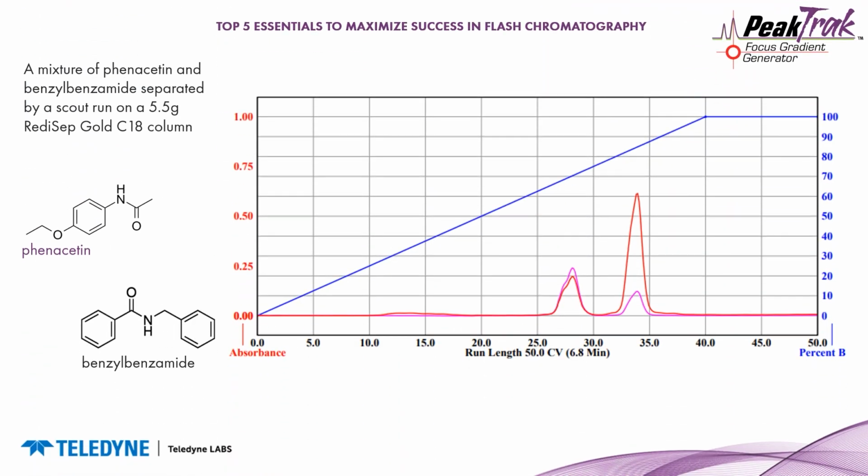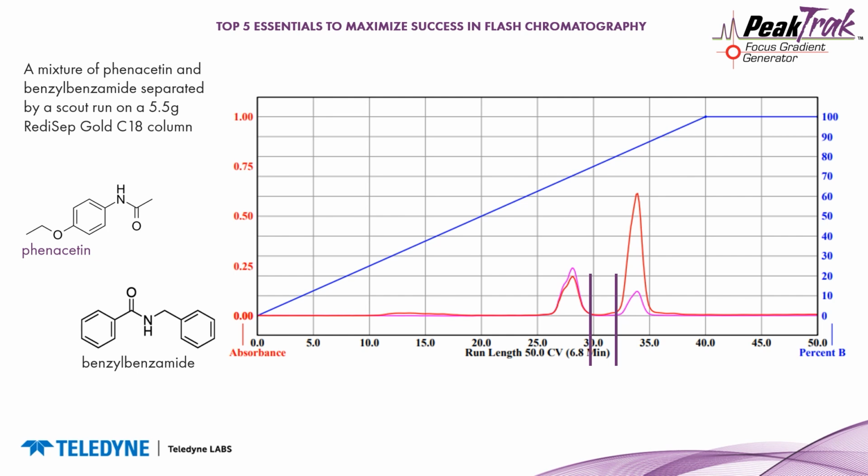Here's another example of how the focus gradient generator can just save us time, save us money. We have a mixture of phenacetine and benzyl benzamide, which we separated on our ReadySep Gold 5.5C18 column. So here is our Scout run with this different mixture of these two compounds. And you can see where these two compounds are eluting, and the resolution between these two peaks. We're not seeing the greatest separation between these two peaks, but we are seeing baseline resolution.